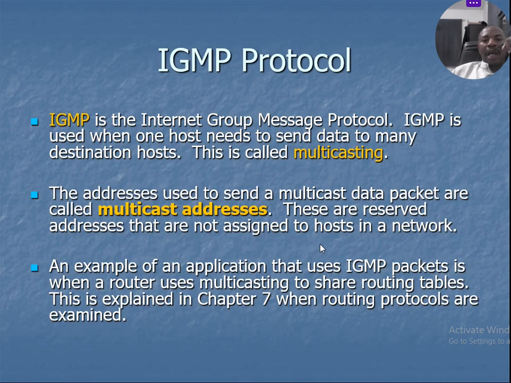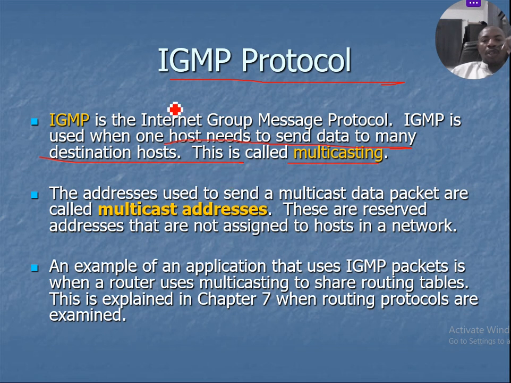Now we have what we call the IGMP protocol. IGMP protocol is simply the Internet Group Message Protocol. IGMP is used when one host needs to send data to many destinations. One host, like one computer, needs to send data to many destinations. This is simply multicasting. That's when we use the IGMP protocol, when one host on the network is sending data to many destinations.